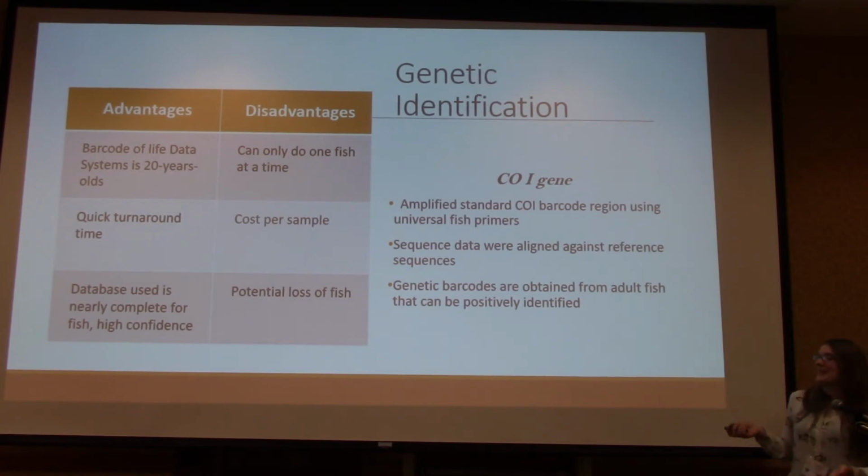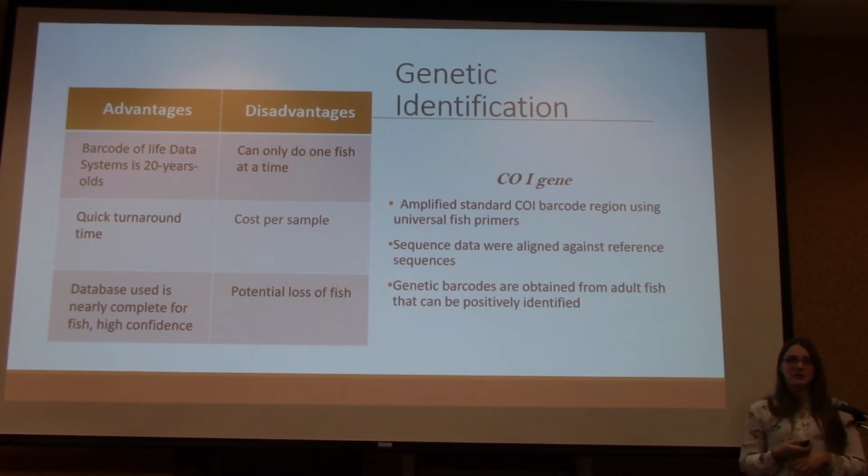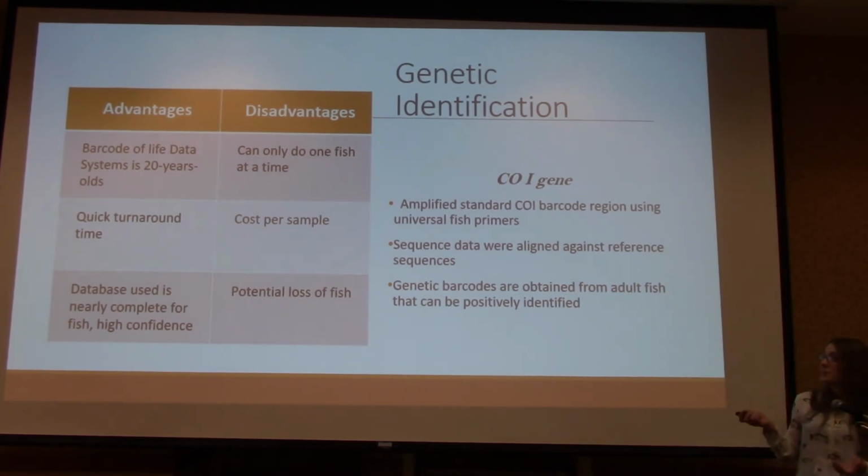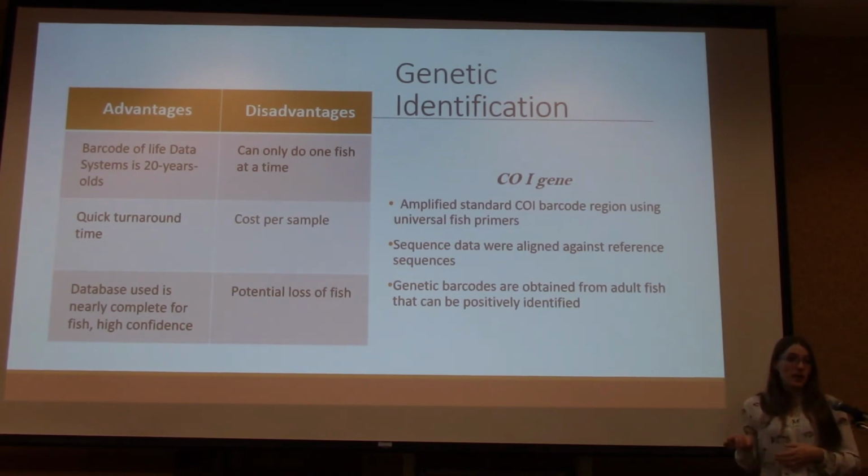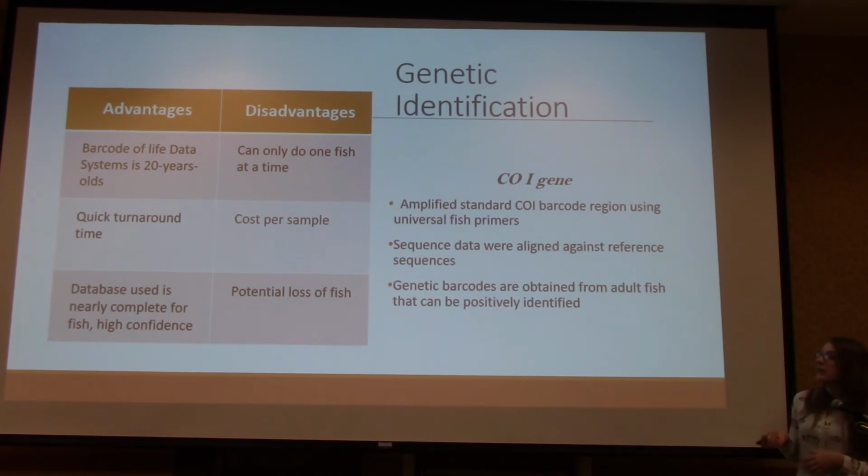Going along with that, for the disadvantages, you do have, especially for cyprinids, a lot of closely related species, and that can cause some issues when it does come to genetics work as well, so just keep that in mind. Another big one for at least this technique is you can only do one fish at a time. If you have 9,000 fish, it's also not going to be super fast because it's just one fish at a time. Cost per sample, it can be pretty pricey, so if that's something that you're worried about, just keep that in mind as well. And then also you have the potential loss of the fish.